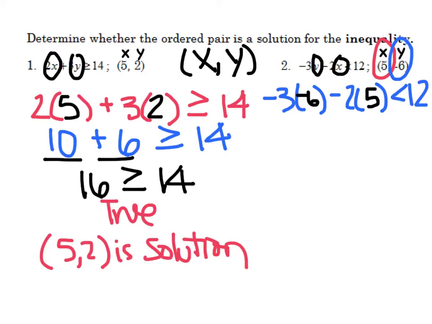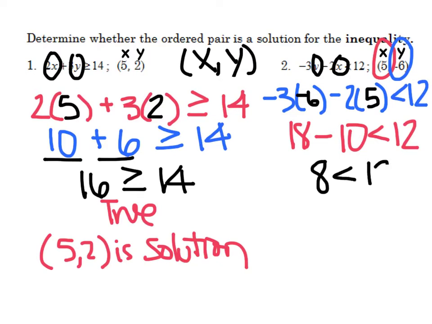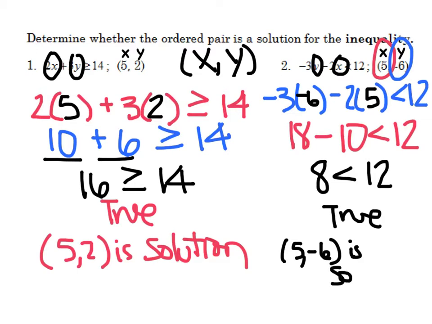Negative 3 times negative 6 is 18, minus 10, 2 times 5 is 10, is less than 12. 18 minus 10 is 8. So is 8 less than 12? Yes, that is true. 8 is less than 12, so therefore that point 5 comma negative 6 is a solution. Notice it's not going to work all the time. Sometimes we might get something that's not true, and if it's not true, then it is not a solution. Any questions so far? Hopefully not. We're good to go.